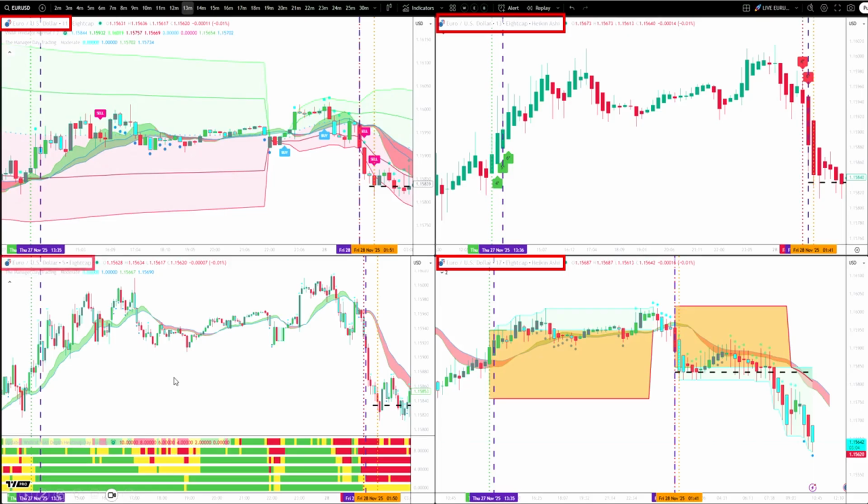And then this bottom left, the bias depth heat map, looks at 6 different time frames higher and confirms the bias or not. And that's standard on a 5-minute with our day trading settings. So let's have a look at these.